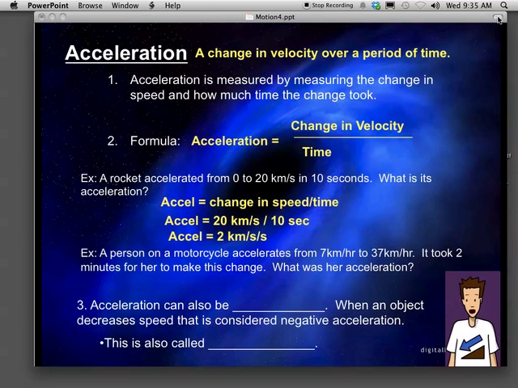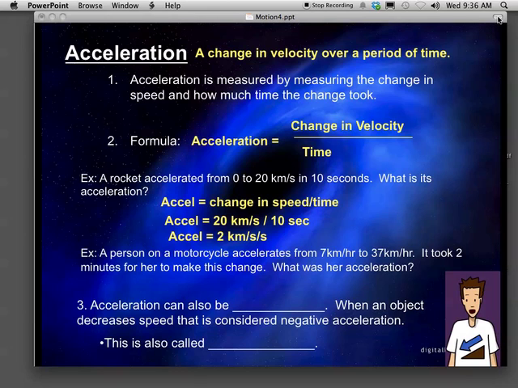So if you think about what is going on, every second, this rocket's speed is increasing by how much? 2 kilometers per second. Every second that goes by, its speed increases 2 kilometers per second. So that's where we get kilometers per second per second.